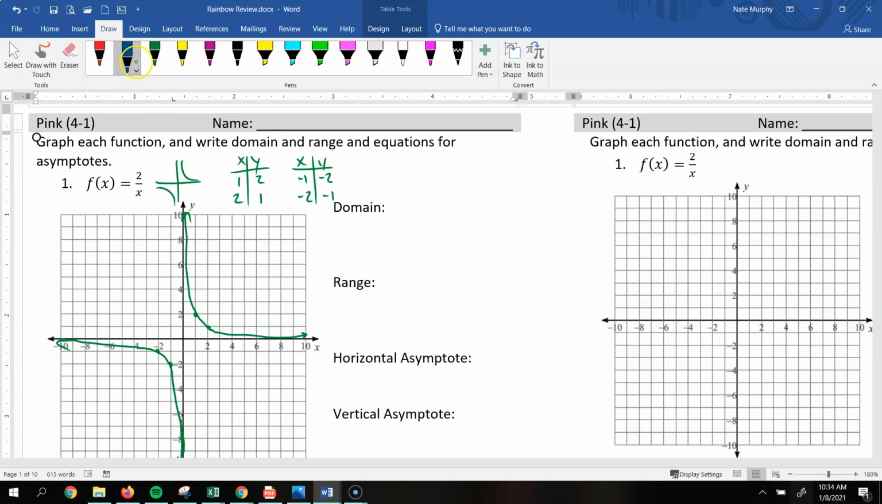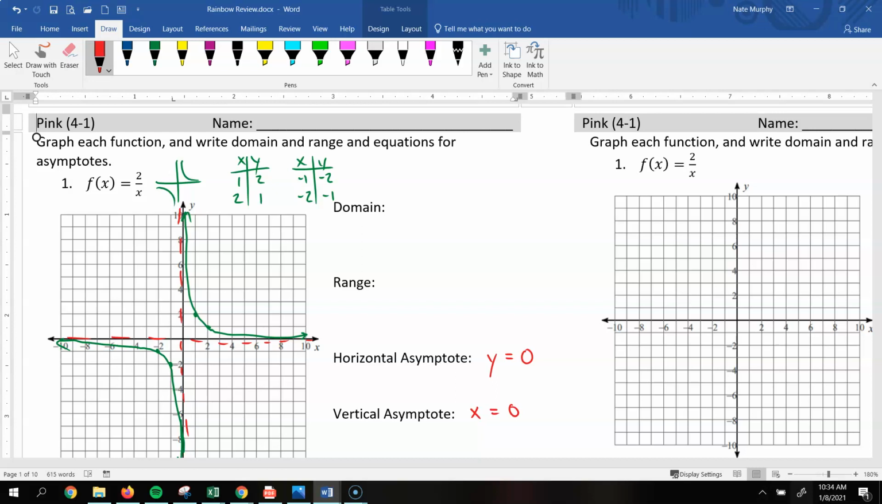All right, so your domain for this. Remember we have our asymptotes here. Your asymptotes would be these two lines. So actually, let's start with the asymptotes. So the horizontal asymptote is going to be where it crosses the y-axis. So the horizontal asymptote is at y equals 0. The vertical asymptote is where it crosses the x-axis. So that's going to be at x equals 0.